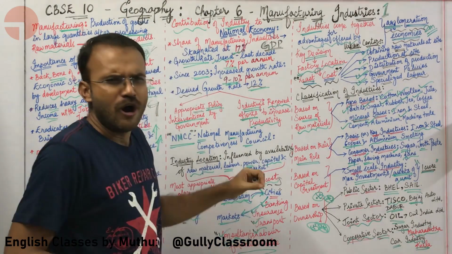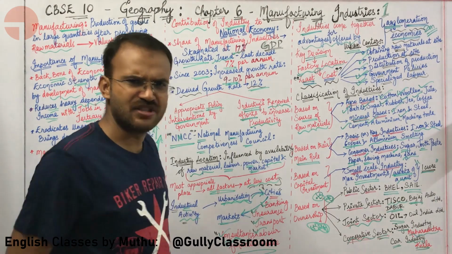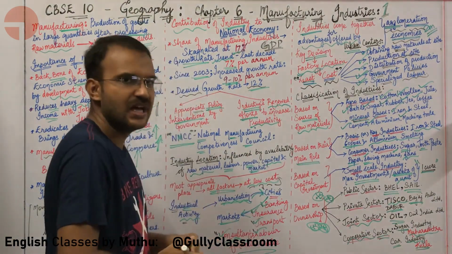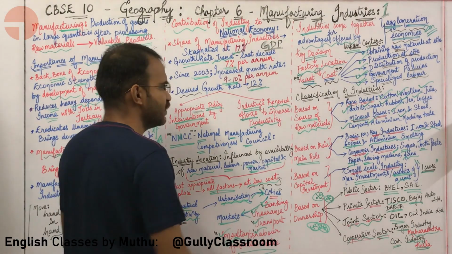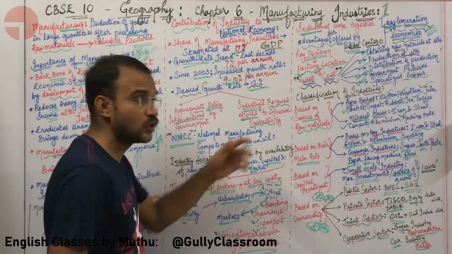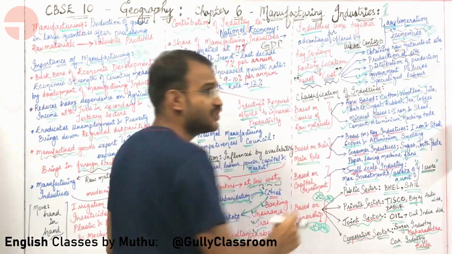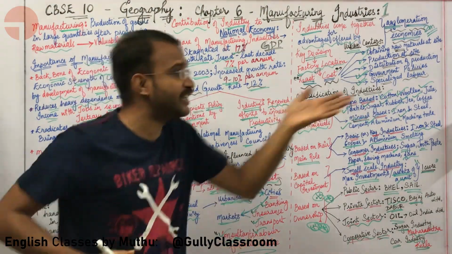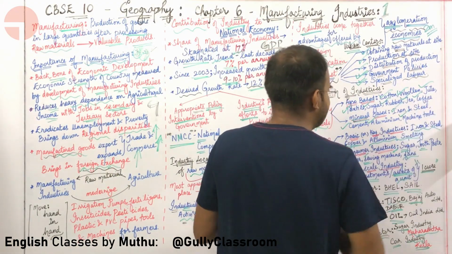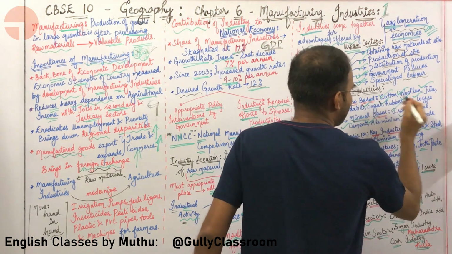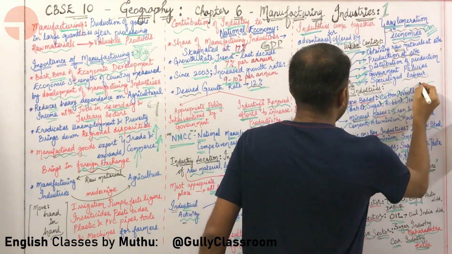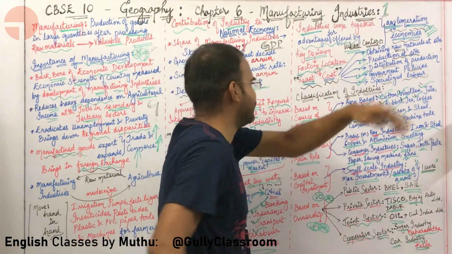Right, sir. How are these industries classified? Industries are classified based on different ideas. We will be looking at 4 of them. The first idea is industries are classified based on the source of raw material. Agro-based industries get their raw material from agriculture, like cotton, woolen, jute, textiles, sugar, rubber, tea and coffee.